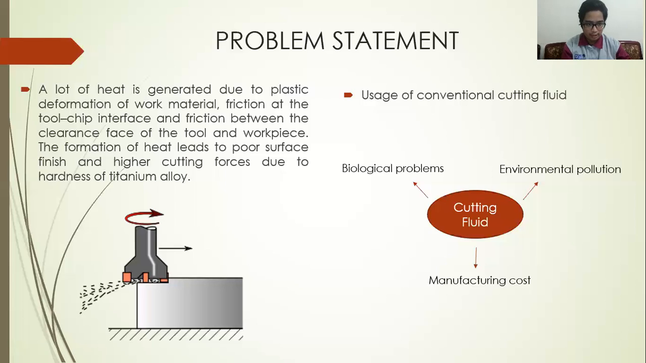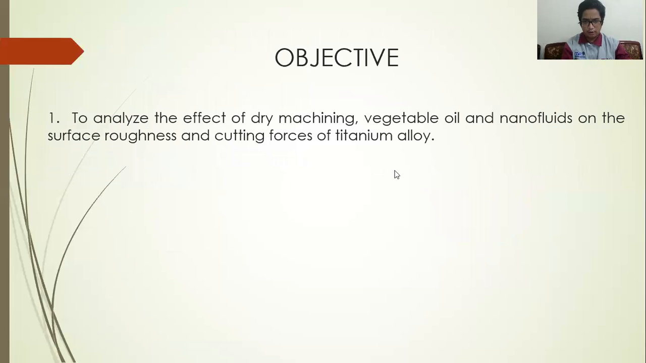And finally, the issue related to environmental pollution. This environmental pollution issue is regarding the fluid disposal. If the fluid disposal is not done correctly by irresponsible parties, then it spills into open water and causes pollution to the environment. Next, this project's objective is to analyze the effect of dry machining, vegetable oil, and nanofluids on the surface roughness and cutting force of titanium alloy.